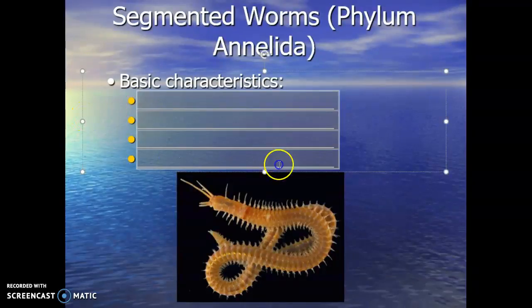Now, Annelida are all the segmented worms. These are guys we will come across and ones I want you to be careful with, because some of them are very problematic. Others, not a problem at all. They're actually kind of fun to play with. But key features here, key characteristics of phylum Annelida.